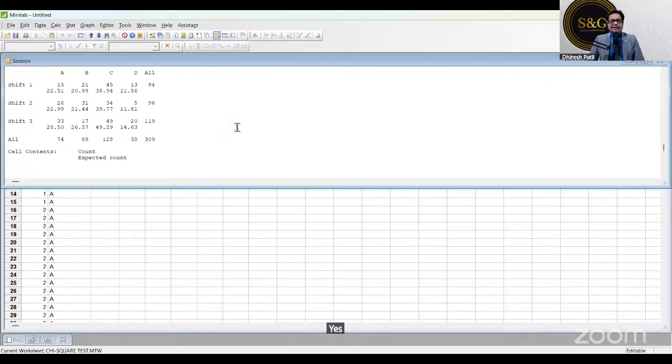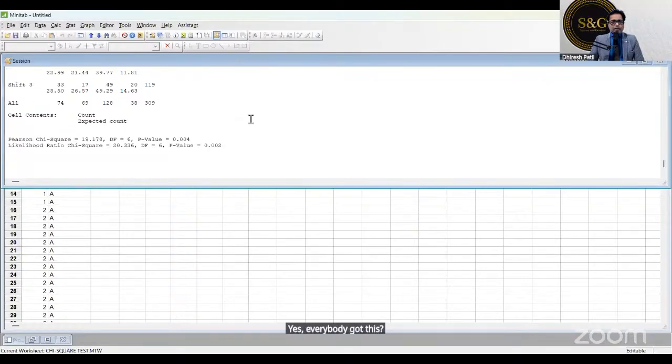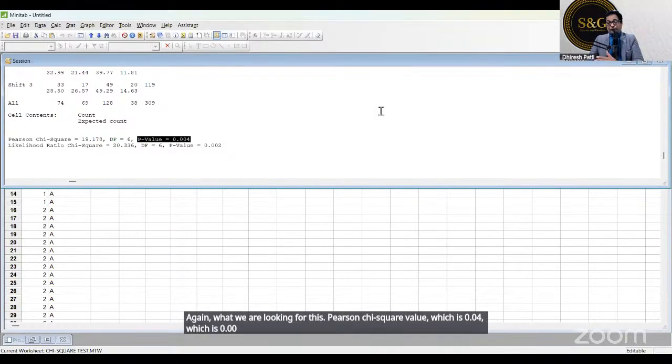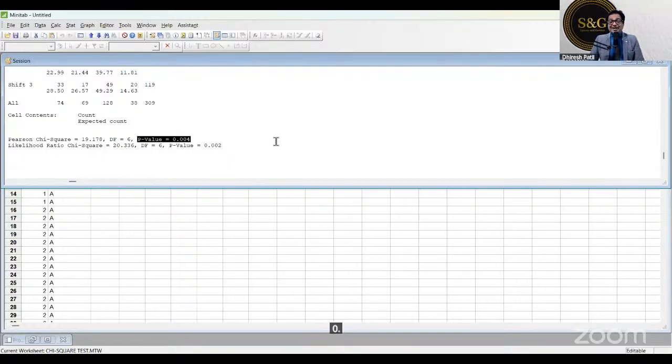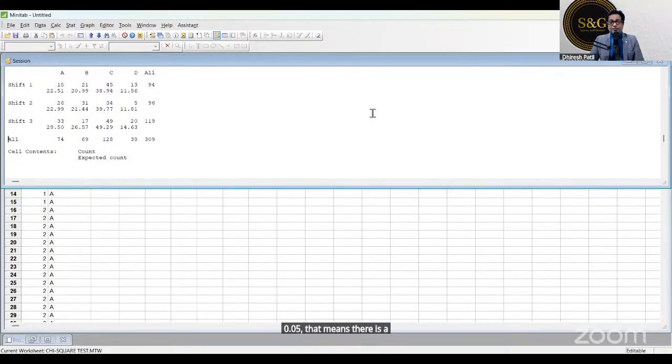Yes, everybody got this? Again, what we are looking for is this Pearson's chi-square value, which is 0.004, not 0.04. It is 0.004, which is much lesser than 0.05. That means there is a statistically significant difference between the shifts.